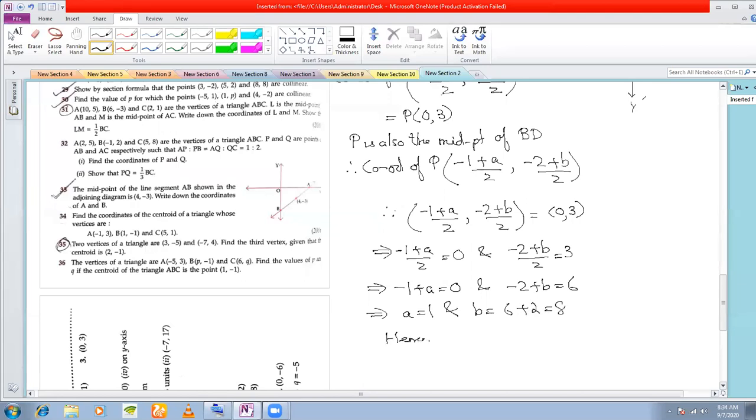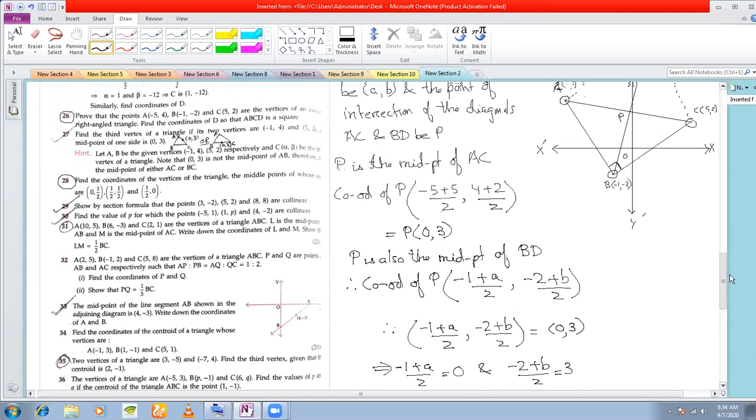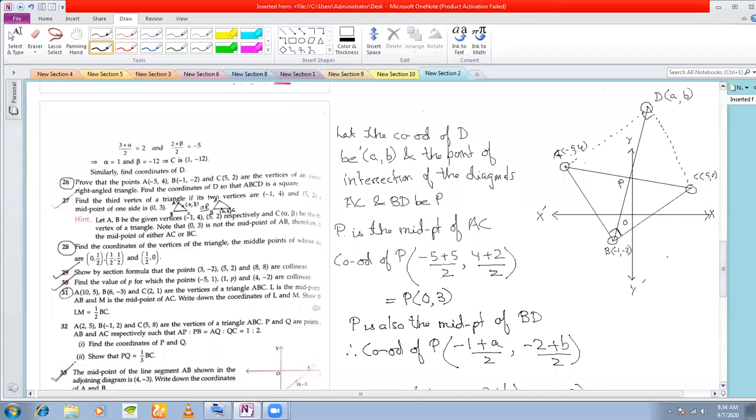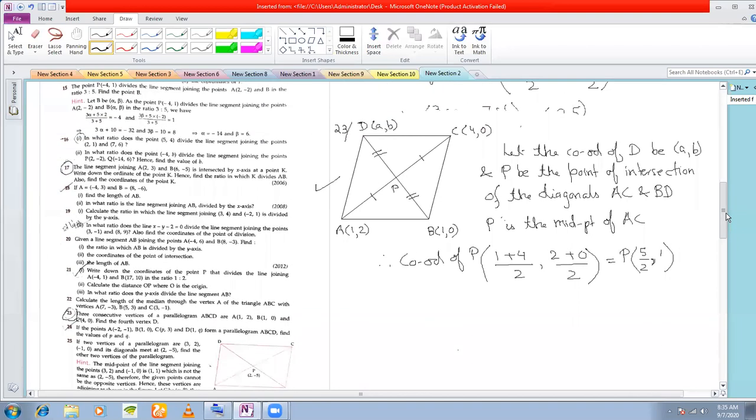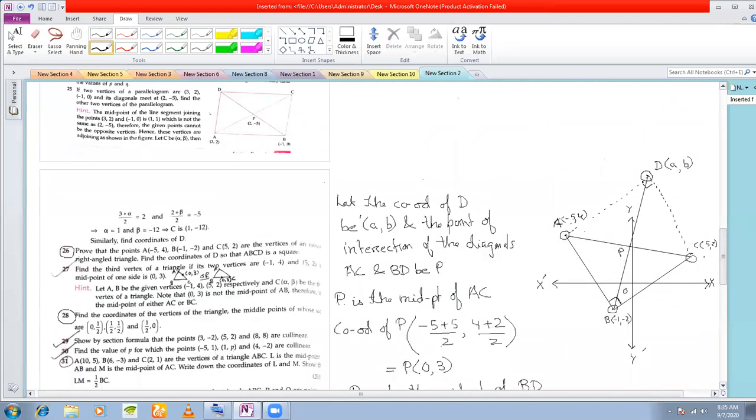Hence, what are the coordinates of D? 1, 8. Here we have used the same technique that we used for problem number 23, because a square is actually a special case of a parallelogram. That is why we could use this technique here.